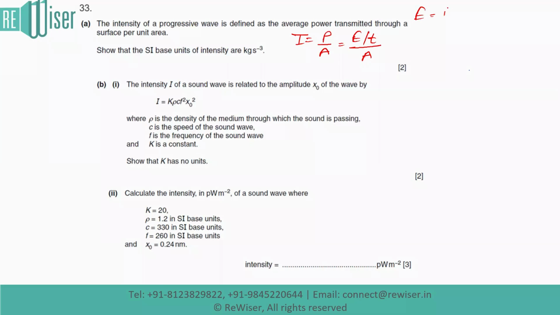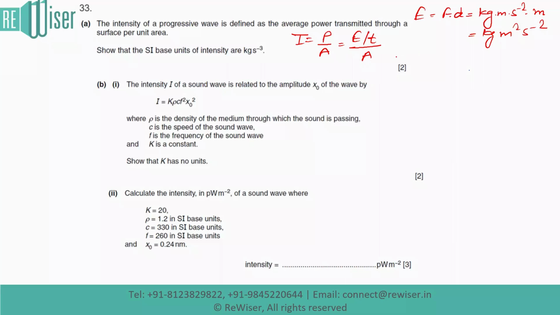Energy is defined as F into d, meaning force into displacement. The unit of force is usually defined from Newton's second law, which is mass into acceleration. So kilogram meter s minus 2, and displacement will have units of length. So it is kilogram meter square s minus 2.